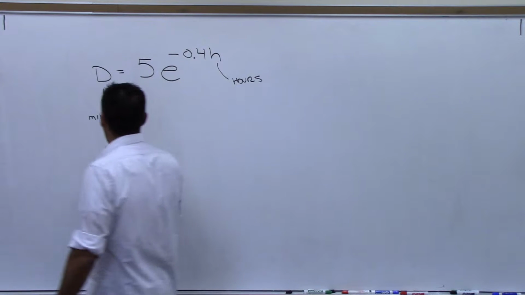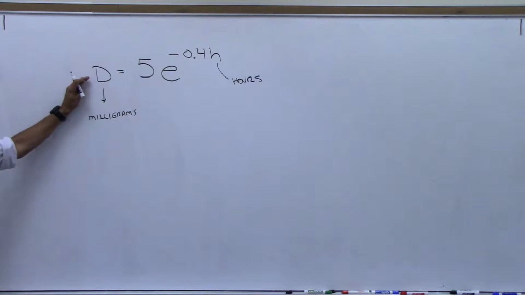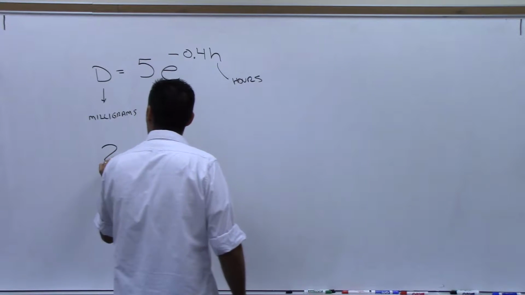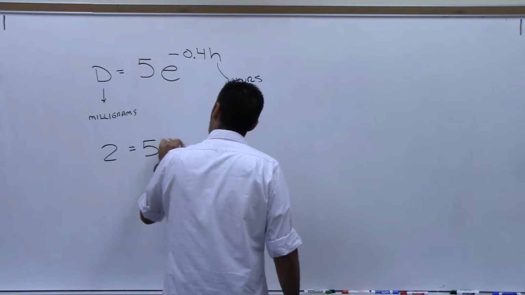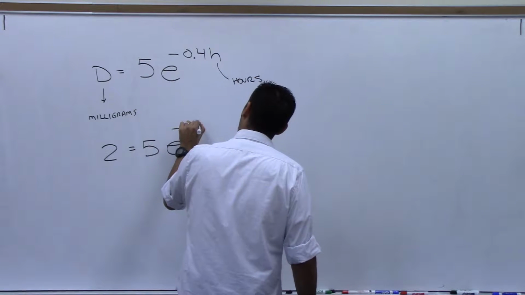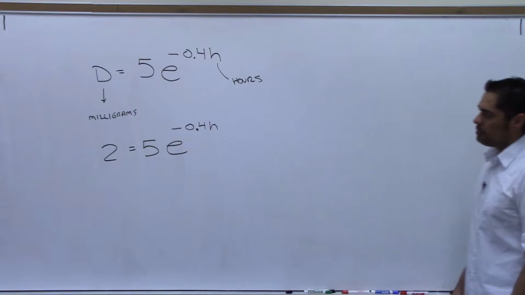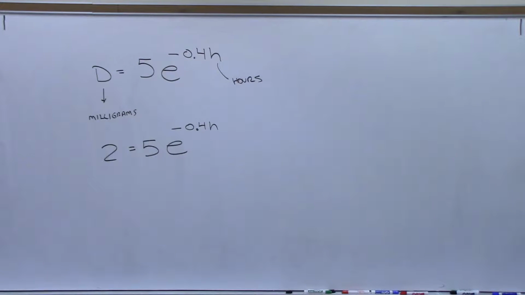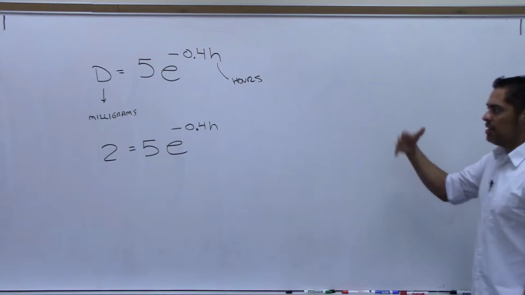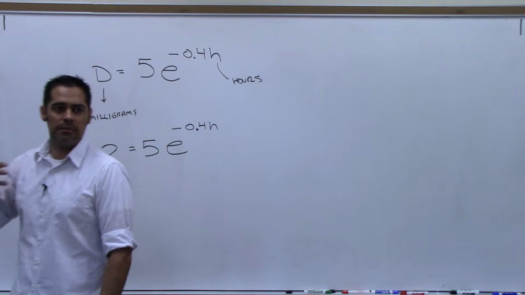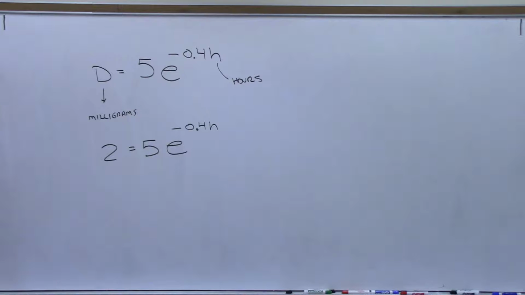But you're right. We want to know when this reaches 2, because when that reaches 2 is when you'll do it again. So we set D equal to 2. You get 2 equals 5e to the negative 0.4h, and we're trying to solve for h. So h is like x. You need to get that h down. How do you get the variable down from an exponent? You use a natural log.